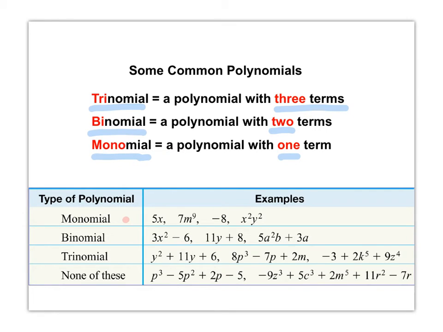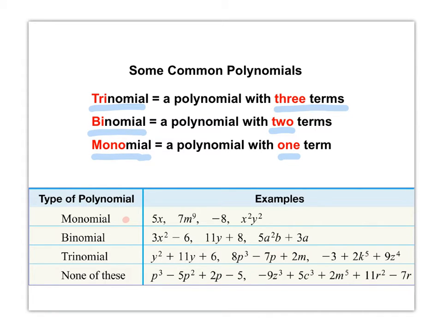For binomials, we have a polynomial that has 2 terms. The examples are 3x squared minus 6. That's a binomial. 11y plus 8. And 5a squared b plus 3a. Those are all examples of binomials. Trinomials are polynomials with exactly 3 terms. So here's an example, y squared plus 11y plus 6. That's an example of a trinomial.